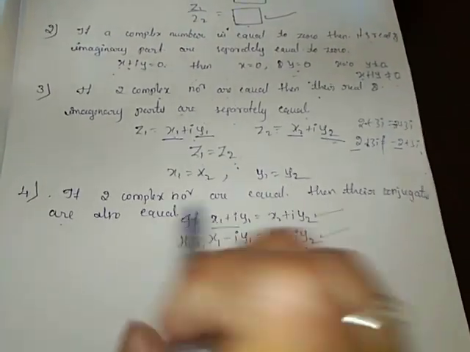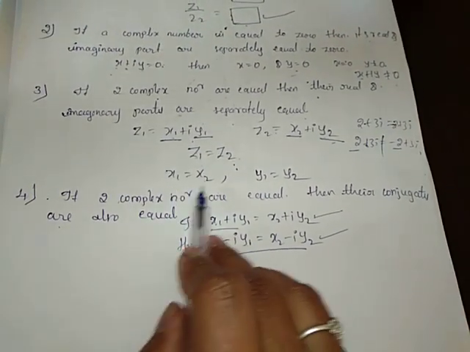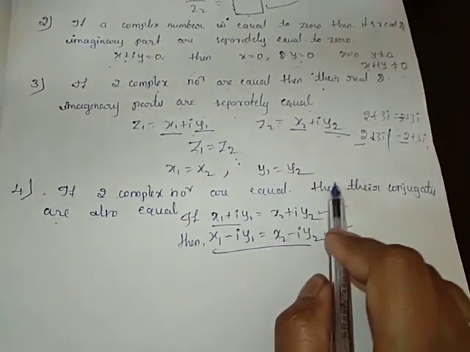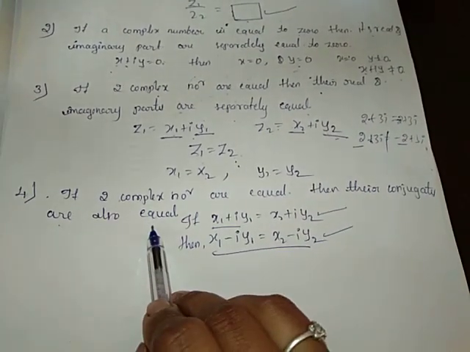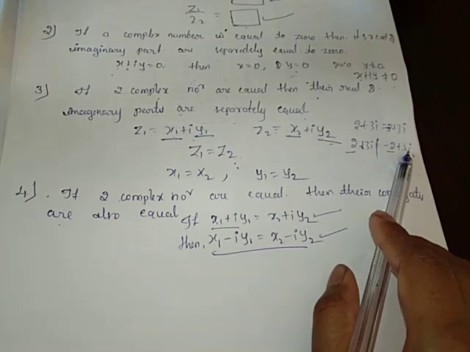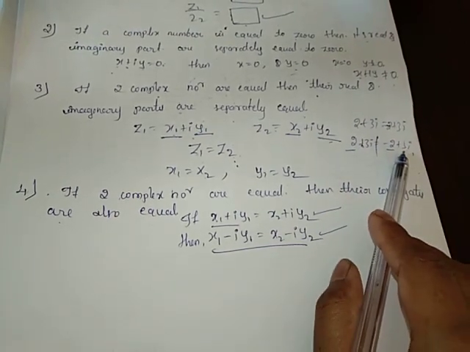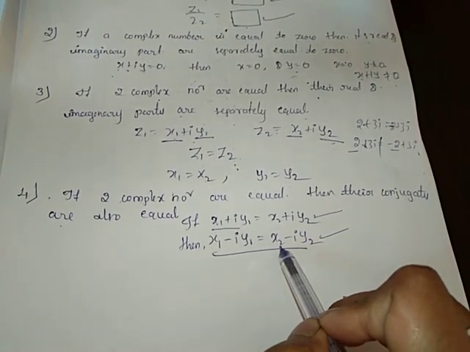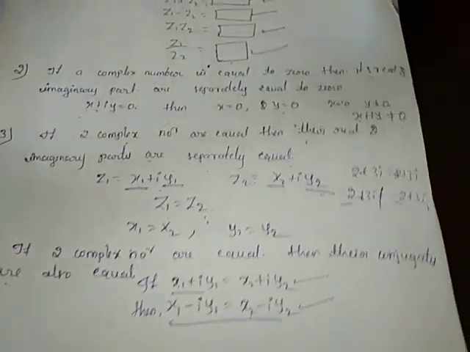Therefore, they are not equal. According to the fourth property, if two complex numbers are equal, then their conjugates are also equal. Those are the four properties of the complex number.